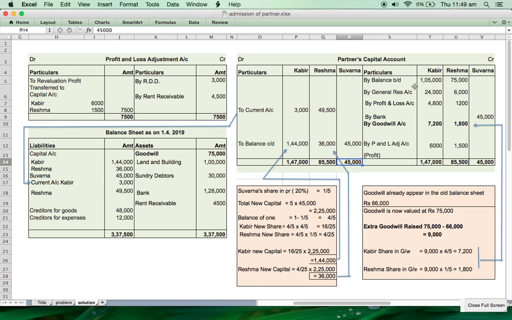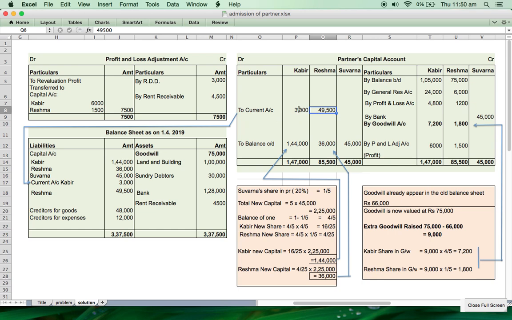How to find out that difference? We will take total of the credit side for Kabir, that is 1,47,000. From this total, we will reduce the closing balance, which is 1,44,000, and the difference is rupees 3,000, which we are going to show here. Again for Reshma, we are going to consider the credit total and debit total. So credit total is 85,500. From this, on the debit side, there is only one amount, 36,000, that we are going to reduce. That gives us a difference of rupees 49,500.